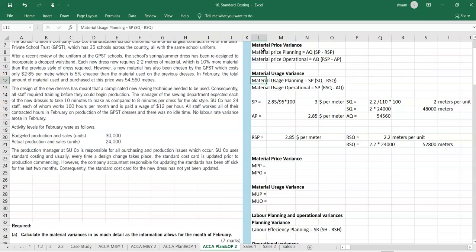So hope you got here. So you have the price planning and operational, and usage planning and operational. Both you have. So let's quickly get the answer here. The answer is going to be, first one, AQ. How much do we have? AQ is here, 54,560.